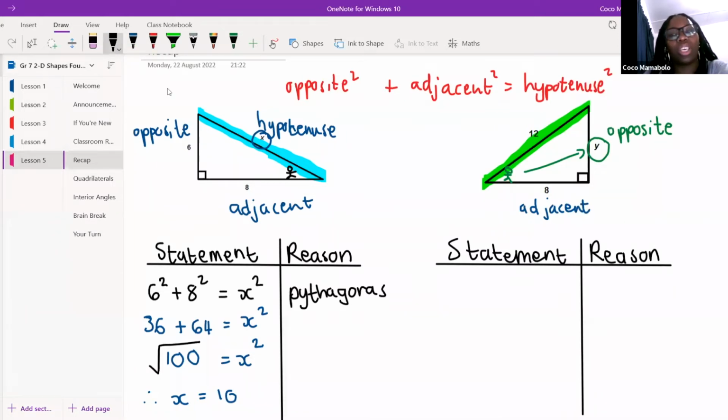Okay, and I hope you guys are writing this down because you are going to have to remember this. Now, here's what's going to happen. Remember my rule says opposite squared plus adjacent squared is equal to hypotenuse squared. So what I'm actually going to do now is my opposite side squared is going to be y squared, because that's my opposite side, plus my adjacent side is 8 squared, and that is equal to 12 squared.